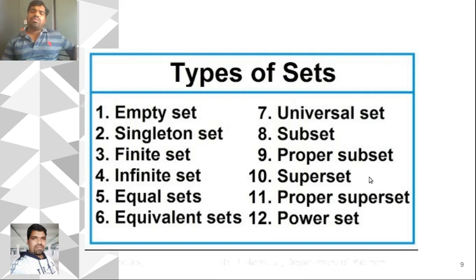Proper superset. With A equal to {1, 2, 3, 4, 5} and B equal to {1, 2, 3}, that means A is a proper superset of B.